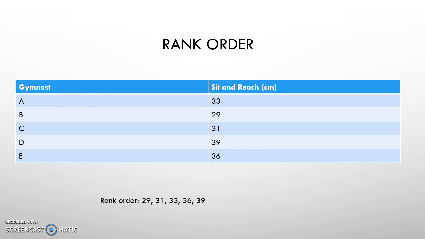So here we've got the rank order for a sit and reach test for gymnasts. We can see gymnast A got 33, B 29, C 31, D 39, E 36 centimeters. And then underneath the table you can see rank order. I put it in rank order. It goes 29, 31, 33, 36, 39, obviously lowest to highest, smallest to biggest.